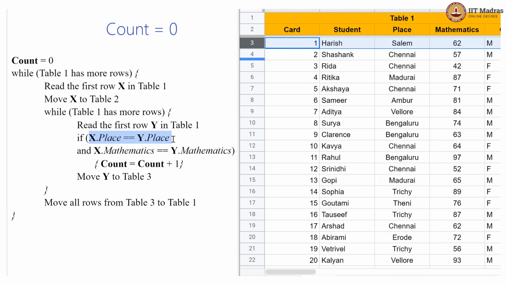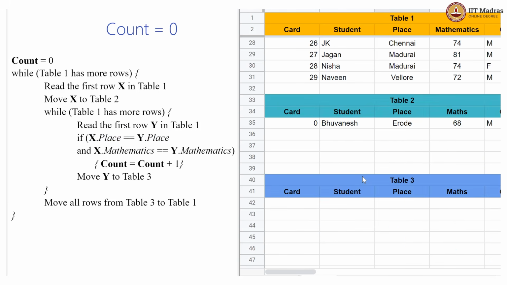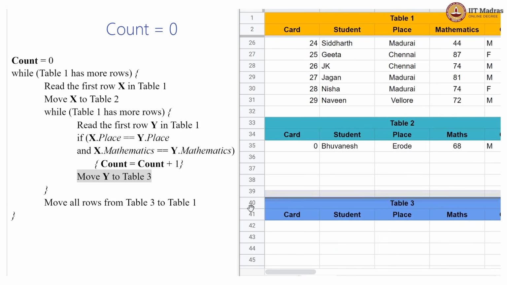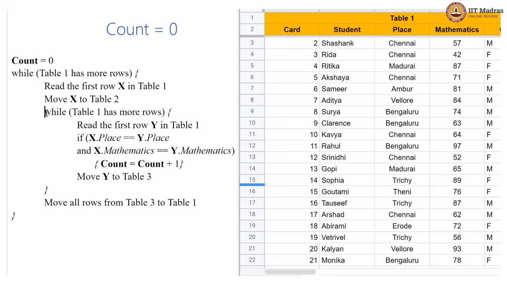And if x dot place is equal to y dot place. So y dot place here is Salem, x dot place is Erode. So they're not equal. This entire AND condition is not satisfied. So we don't get inside this if block. After that, what do we do? We move y to table 3. So this is our y and we are moving it off to table 3. And now we go back to this part, while table 1 has more rows.